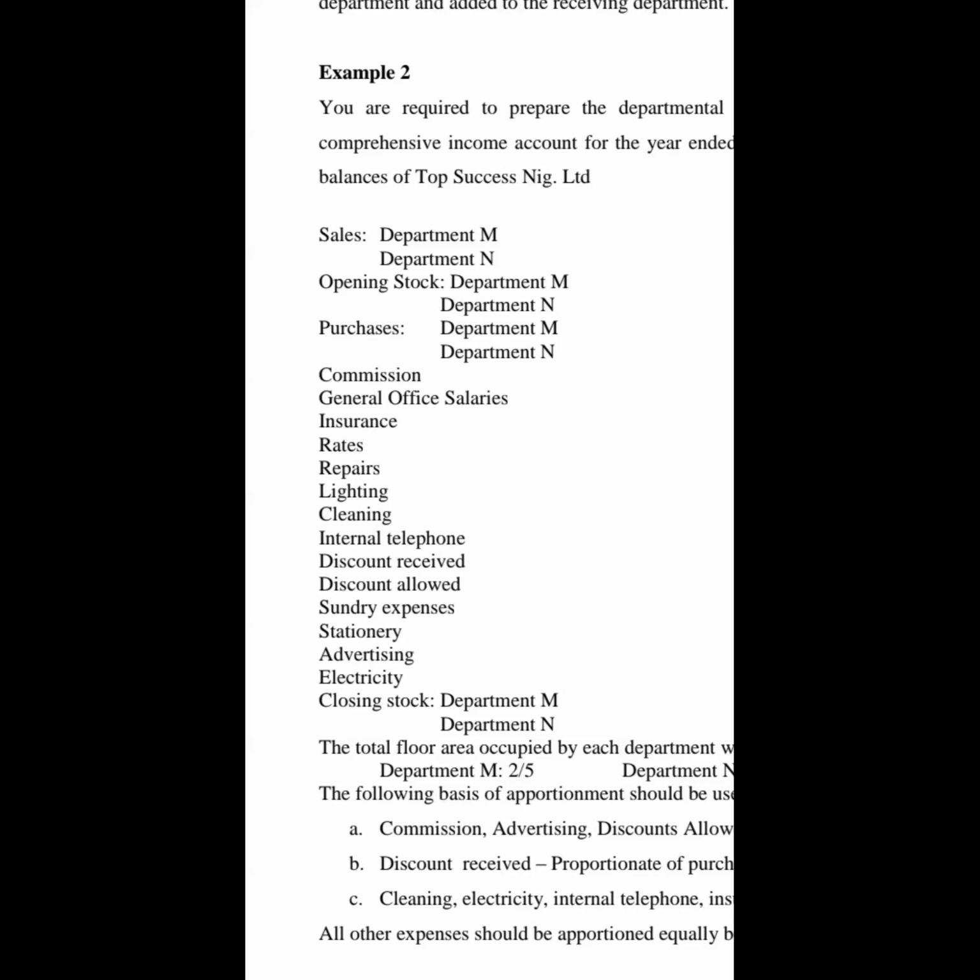Stationery for department M, 1/2 times what? 300. 150. That gives us 150. Department N, 1/2 times 300 gives the same 150.